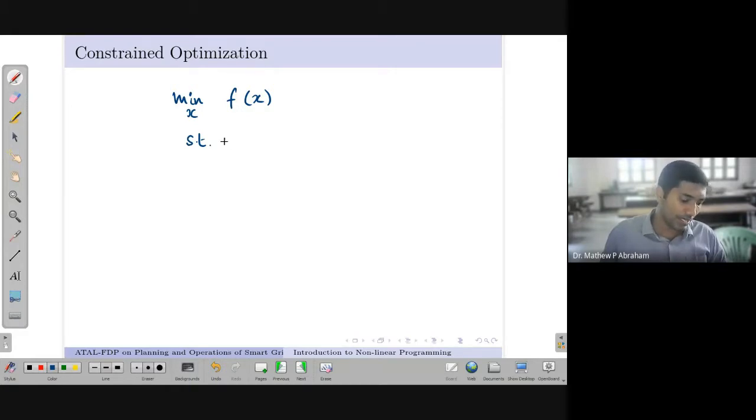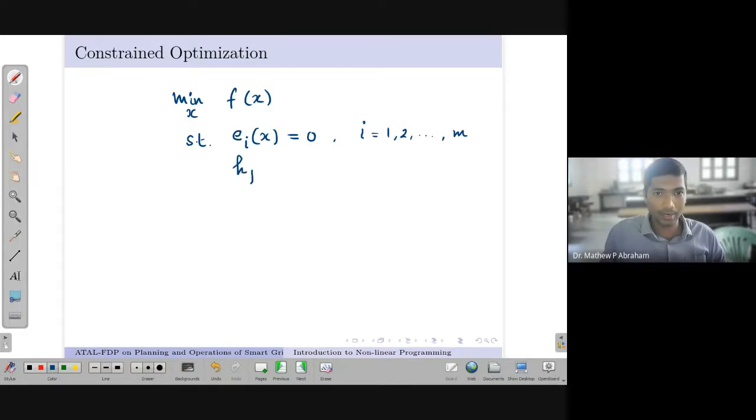The constraints can either be inequality constraints or equality constraints. I'll write the equality constraint first. It may be represented as e_i of x. Since it is an equality constraint, this is equal to 0. And there can be any number of equality constraints, so i can be varied from 1 to, say, m. So there can be m equality constraints, and there can be inequality constraints.